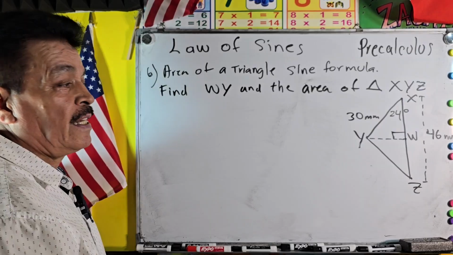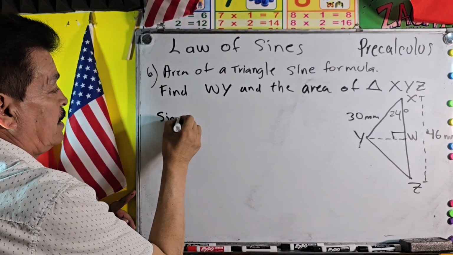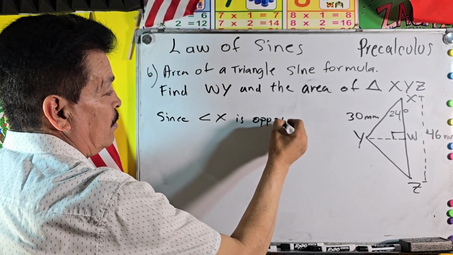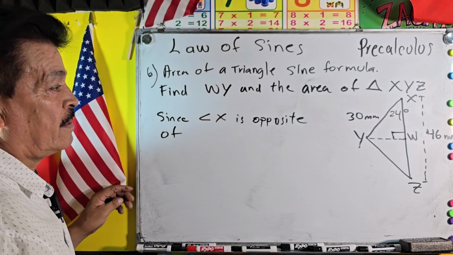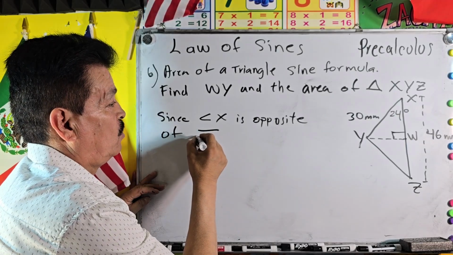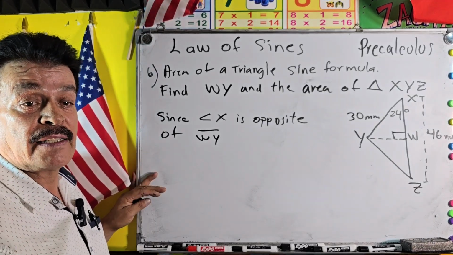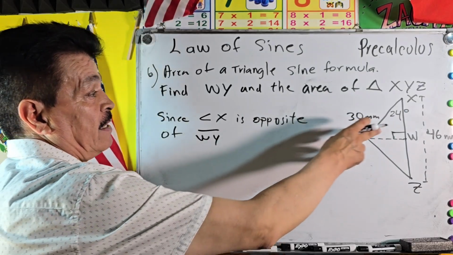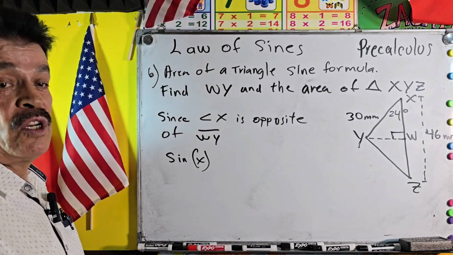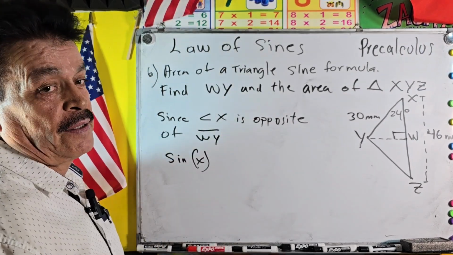Since angle X is opposite to what? Angle X is opposite to the side WY, right? Use the definition of the sine. We have to use the definition of the sine to write sine of X in terms of WY, then solve for WY, right?